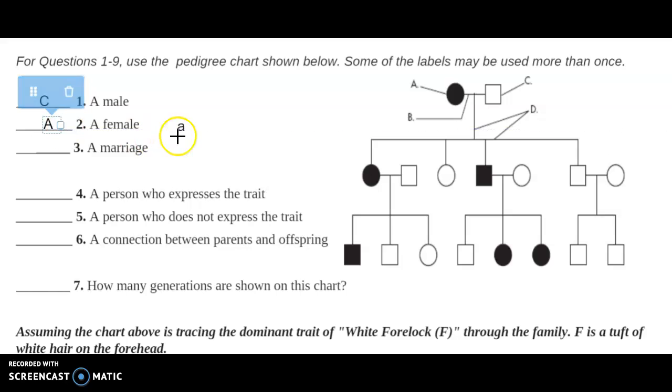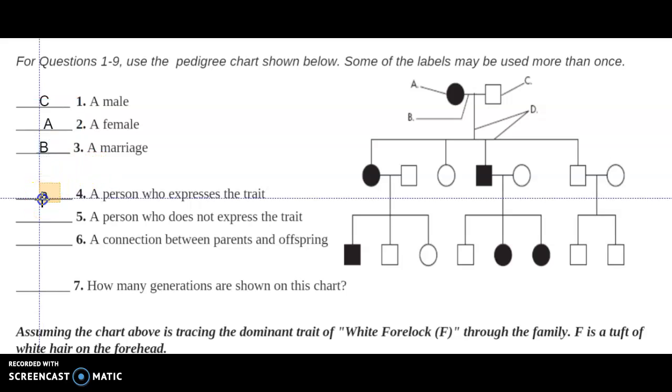A marriage is the line that connects the male and female there. B would be a marriage. A person who expresses the trait, that's anybody who's shaded in. The one that's labeled, that would be A. These would also express the trait. So A is the one that's labeled that expresses the trait, someone who's shaded and showing that trait.